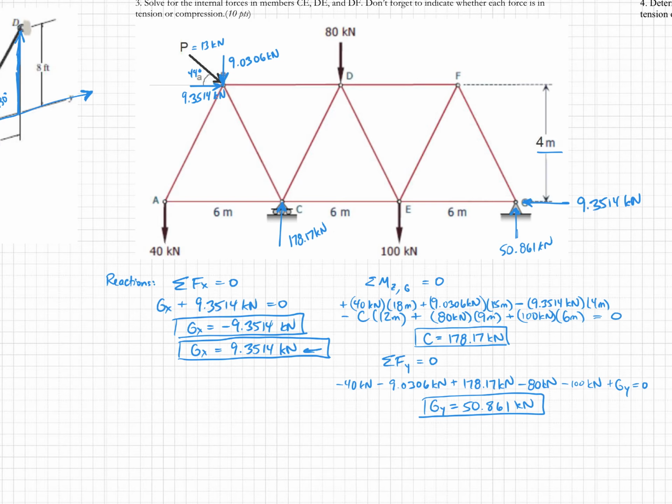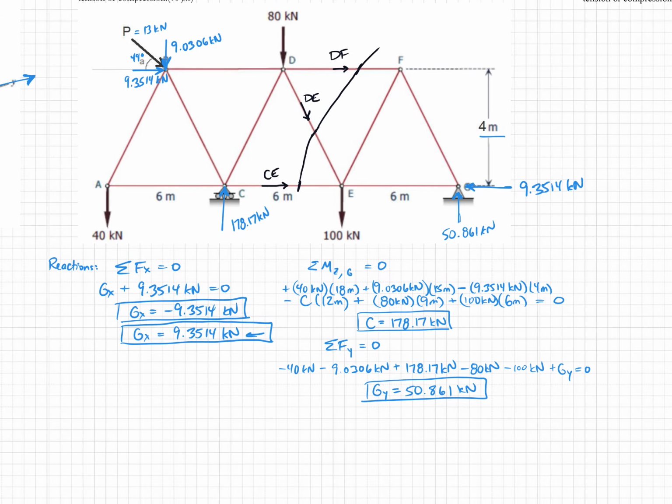I'm going to switch to black for those. But we'll note that CE is right here, DE is right here, and DF is right here. So my free body diagram is everything on the right-hand side of that line. And so I'm going to replace these things with forces, and I like to assume everything is in compression. So here's my compression members. So if I get negative numbers, that means it's in tension. So this is going to be DF. This one will be DE. And this one will be CE.